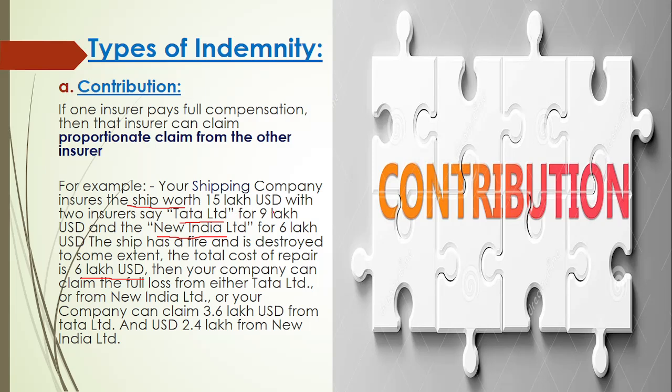In that case, Tata will pay 3.6 out of 6 and 2.4 will be paid by New India. As 9 lakh was covered by Tata, they are paying 3.6 out of 6, and the remaining 2.4 is paid by New India, because their contribution amount is 6 lakh. So depending upon the amount of coverage you have taken, the proportionate distribution will be made between the companies, but the amount given will be only to the extent of the loss you have suffered. So it works on the principle of indemnity.